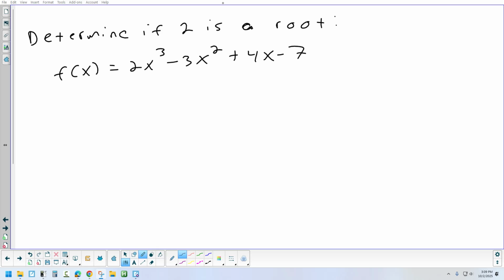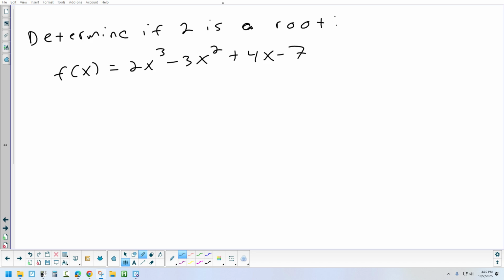All right, so this one, they want us to determine if 2 is a root. And we don't want to do it by plugging in 2, because they may ask us for the quotient as well. So while plugging in 2 would tell you if it's a root, it wouldn't give you the quotient if I ask you for that on the test.